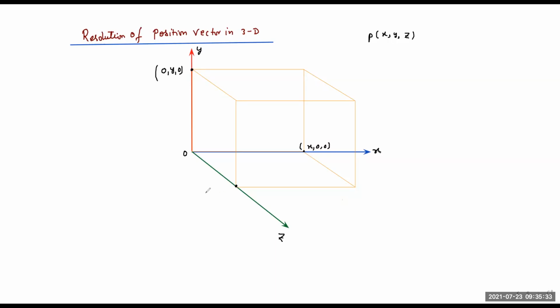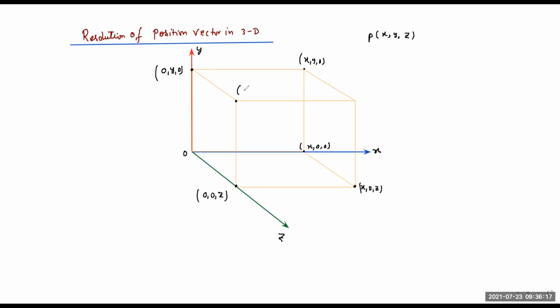Sir, it's 0, 0, 0. Very good. Can you tell me this point? Sir, it's x comma 0 comma z. Very good. Now what about this point? Sir, it's x comma y comma 0. Very good. What about this point? Sir, it is lying in the yz plane.